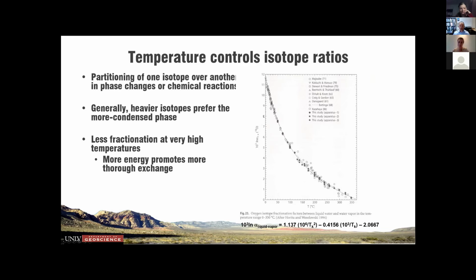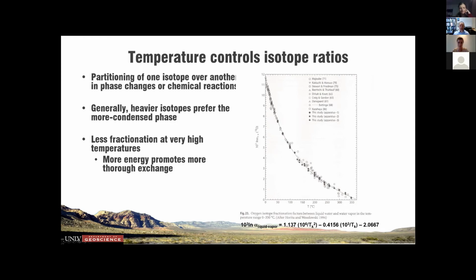Now, we can calculate this. We can calculate that fractionation between the liquid and vapor based on the temperature of our cave site, or based on the temperature of the ocean that's feeding our cave site, to give us some idea of what we would expect the vapor to be.